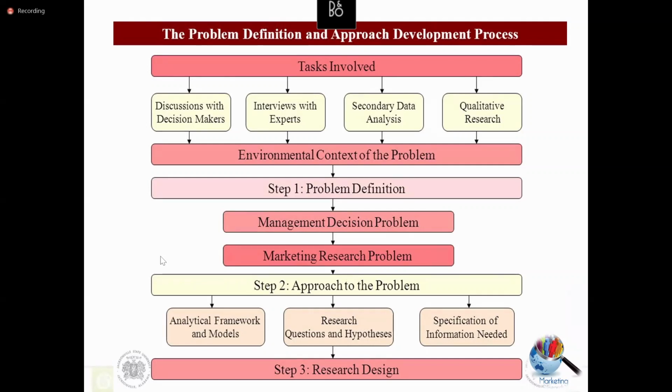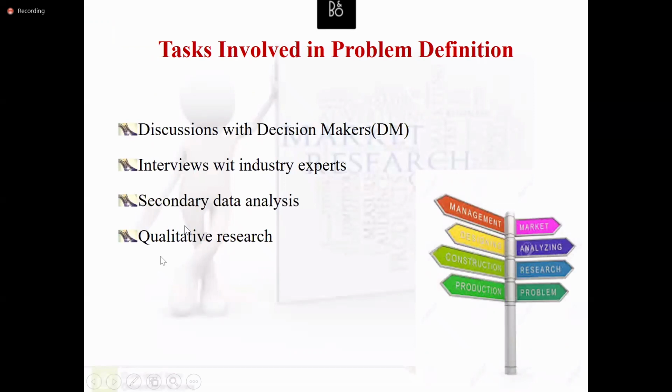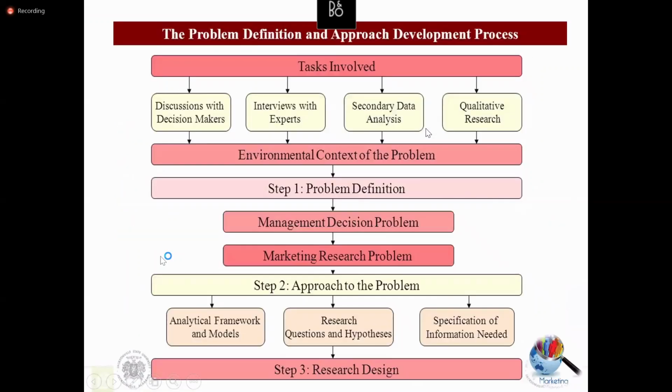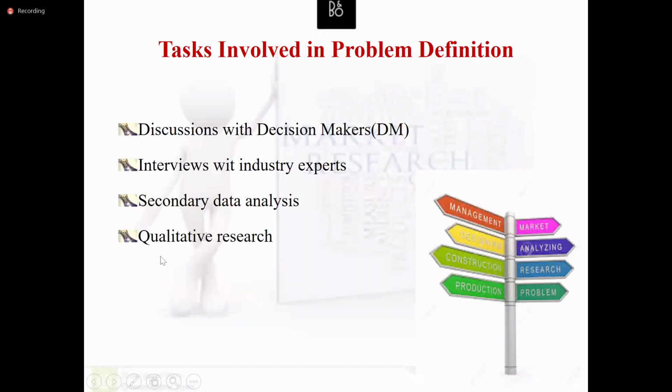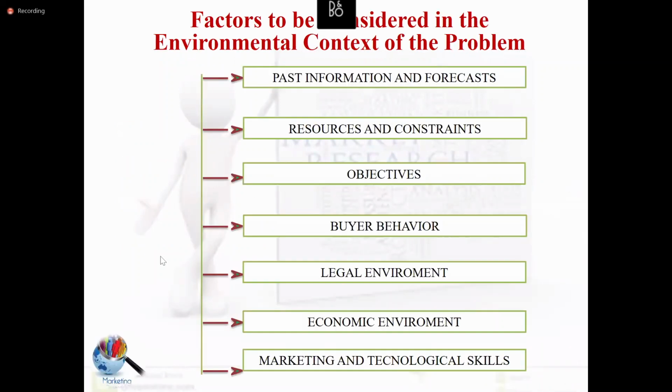At step 3, we have a research design, right? So I think these things we can define more specifically. So, the tasks involved in the problem definition. I'm just going with what I have already explained. So the tasks involved: I'll move very quickly. Discussion with the decision maker, then interviewing the industry experts, secondary data analysis, as well as qualitative research, right?